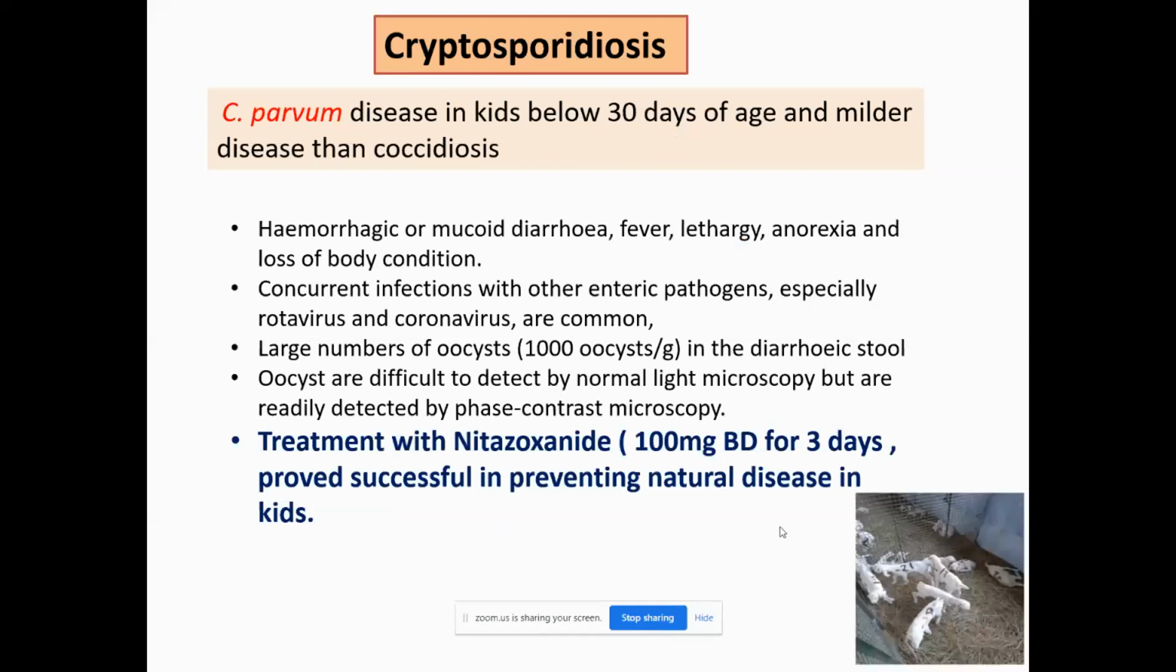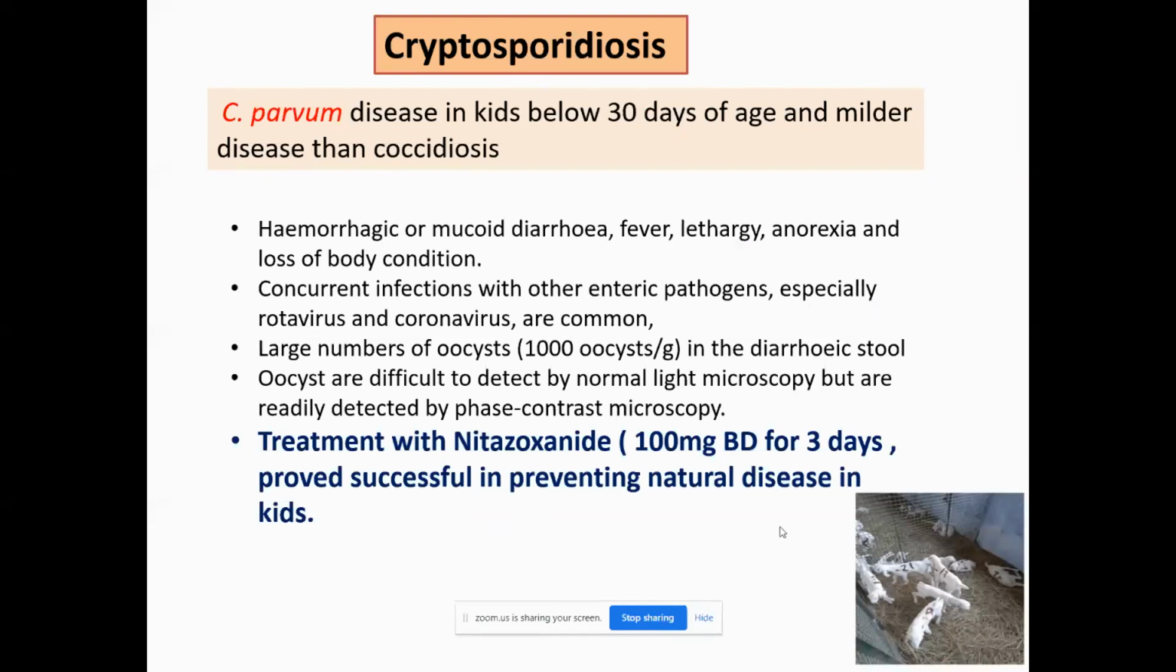Now we come to another disease which is also important sometimes, that is cryptosporidiasis. It is a protozoal disease caused by Cryptosporidium parvum. This disease is very commonly observed in the younger phase of life, up to 30 days of life. Sometimes this disease is very mild. You do not find clinical episodes responsible for the death of the animals. There is only some diarrhea, fever, and anorexia.